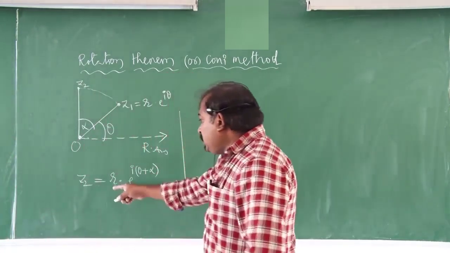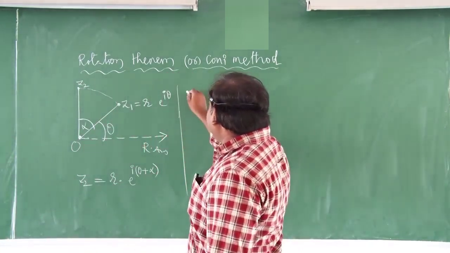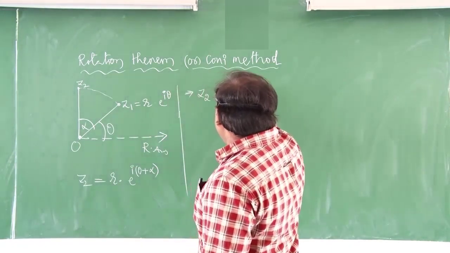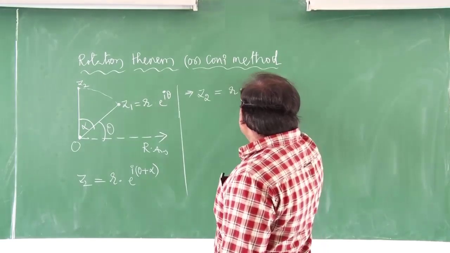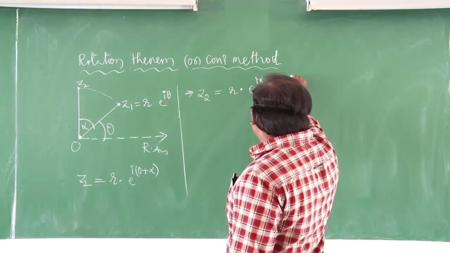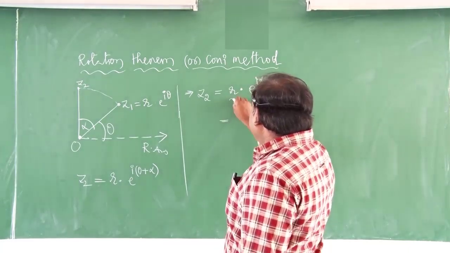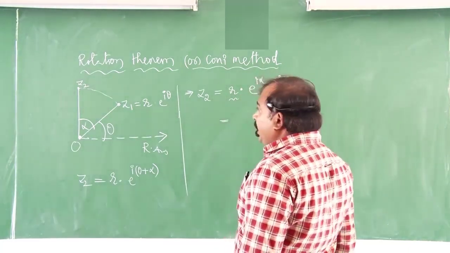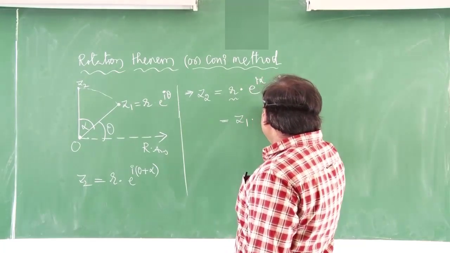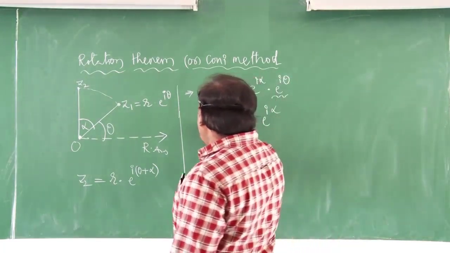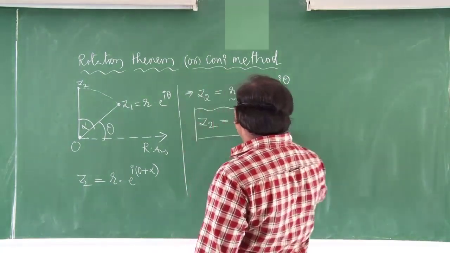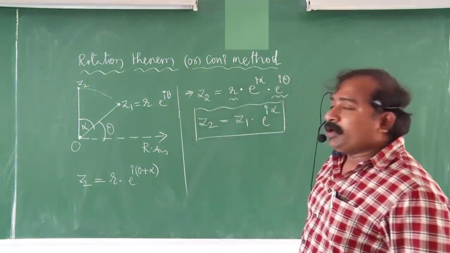Based on this, that implies Z2 equals R into e power i alpha into e power i theta. Now R into e power i theta is nothing but Z1. So Z2 equals Z1 into e power i alpha. So this is the relation.